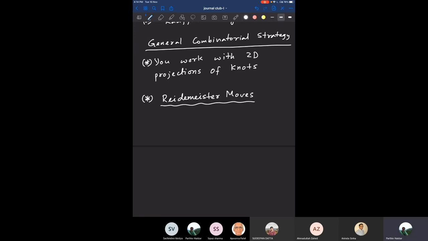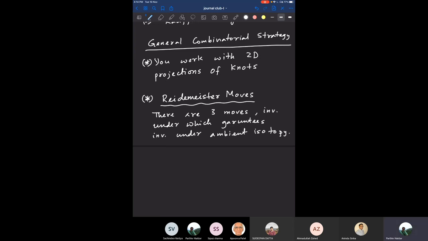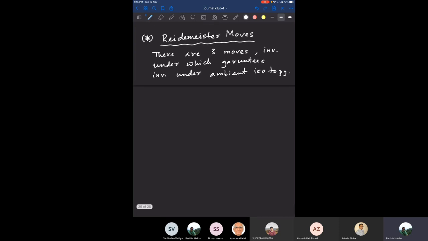Let me recapitulate and discuss them. There are three moves, invariance under which guarantees invariance under ambient isotopy. Just to stress, ambient isotopy is a continuous deformation in three dimensions, but these Reidemeister moves are combinatorial moves in two dimensions. There is also something called type zero, which is nothing but a planar deformation. This is a type zero.